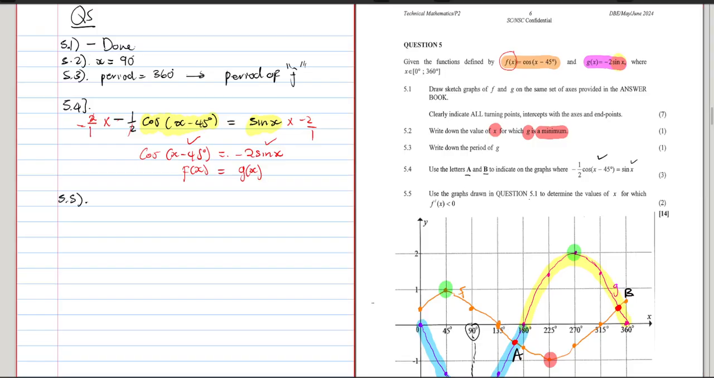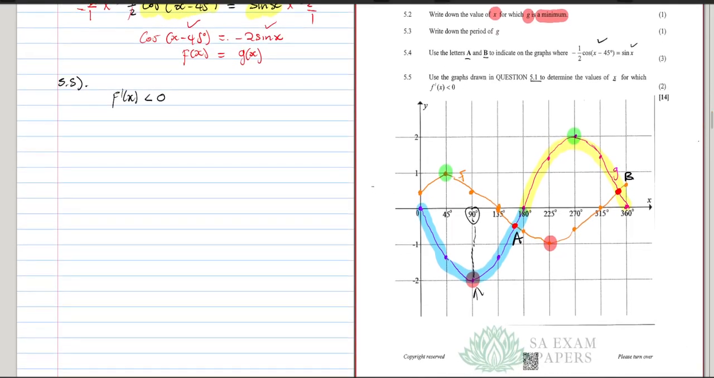5.5. Use the graphs drawn in 5.1 to determine the values of x for which f prime x is less than 0. Here's something you need to understand. The f prime actually represents the gradient of a tangent, or the first derivative, if you may. What is a tangent? A tangent is a line that touches a curve at only one point, right? So we are looking for those parts of the graph where the gradient of the tangent is less than 0, meaning it has a negative gradient.